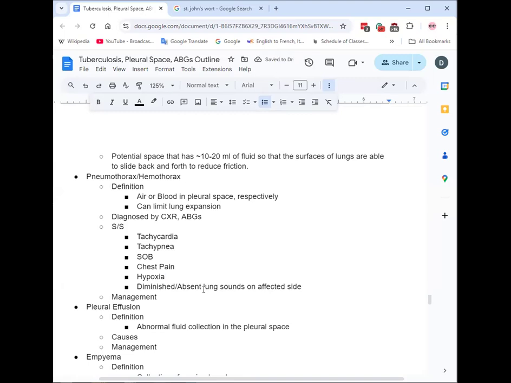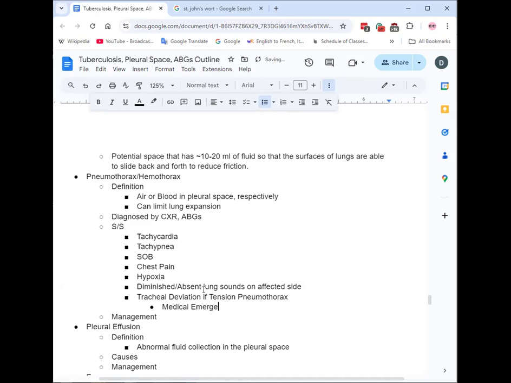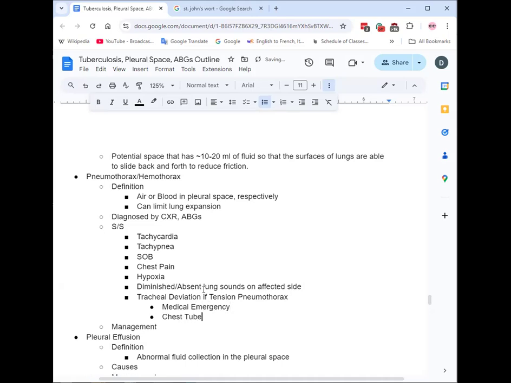I don't even know if it goes over tension pneumothorax, but tracheal deviation is related to the tension pneumothorax. That's a huge medical emergency, and you have to place a chest tube immediately. But I think at most that's what you will have to know. Tracheal deviation is tension. I don't think you need to know much else about it. This is a medical emergency. Chest tube immediately.